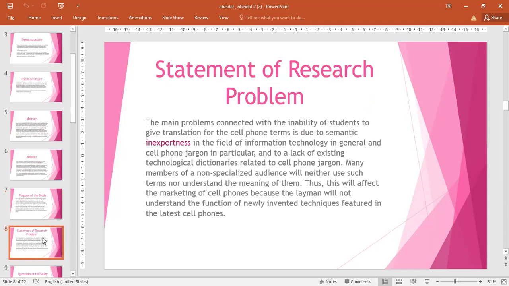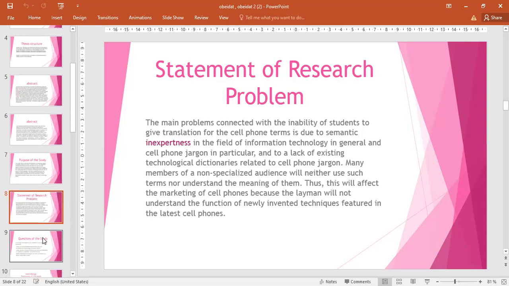Statement of the problem. The main problems connected with the inability of students to give translation of cell phone terms is due to inexpertness in the field of information technology in general and cell phone jargon in particular, and to a lack of existing technological dictionaries related to cell phone jargon. Many members of a non-specialized audience will neither use such terms nor understand the meaning of them. Thus, this will affect the marketing of cell phones because the layman will not understand the function of newly invented techniques featured in the latest cell phones.